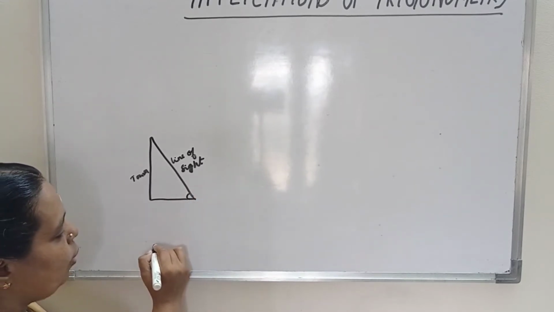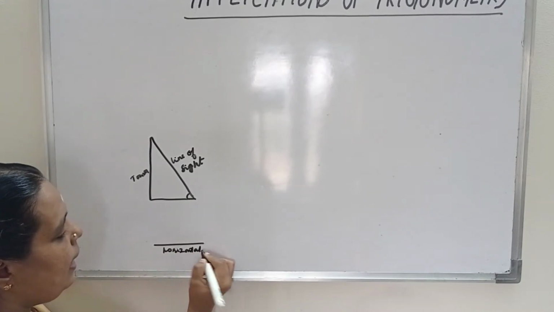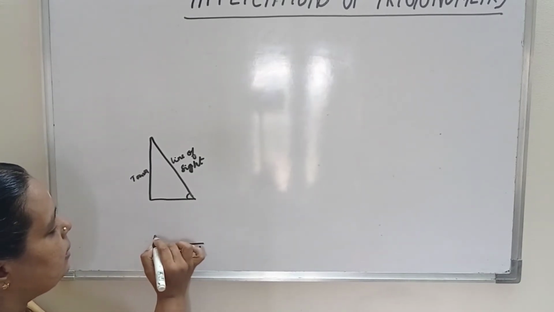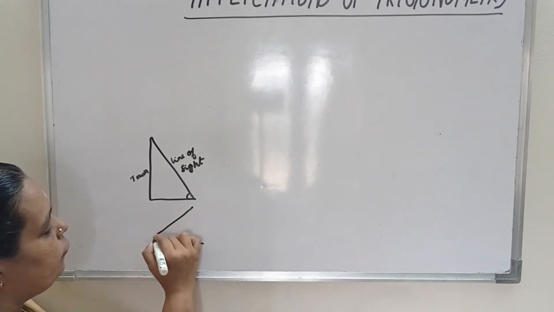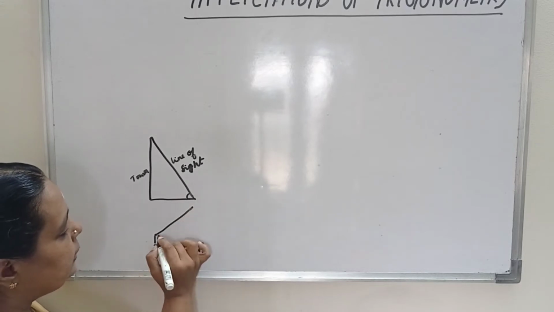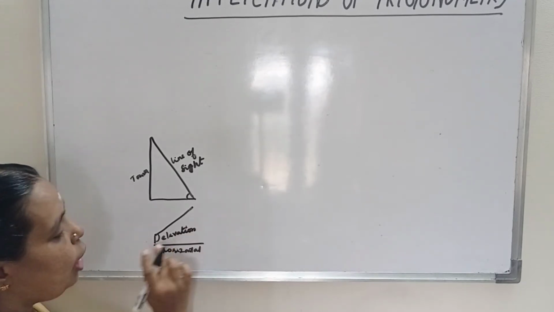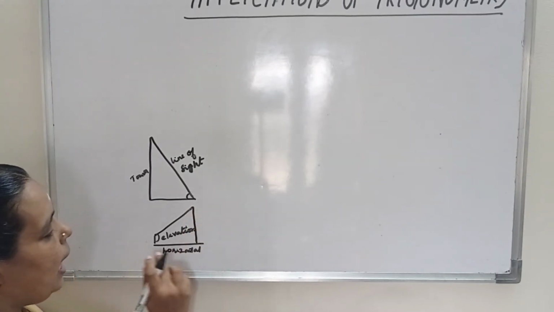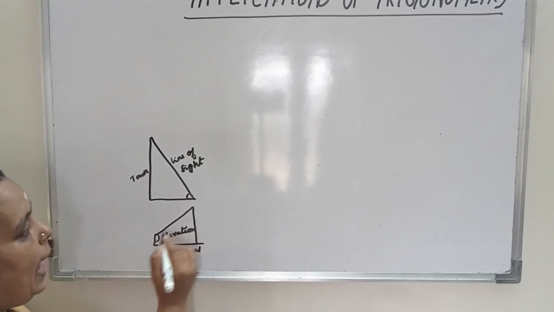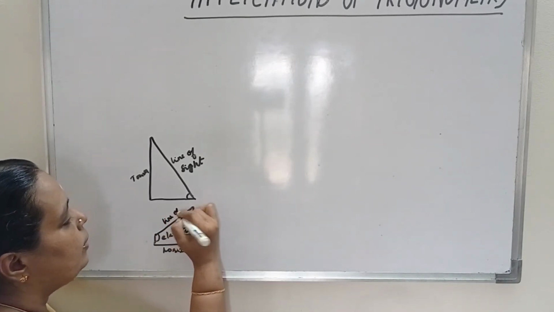Suppose this line is the horizontal, and a person is standing here and viewing the top of the tower or an object through his eyes. So this angle will be called angle of elevation. Angle of elevation will be above the horizontal level. So this is called angle of elevation and this line is called line of sight.